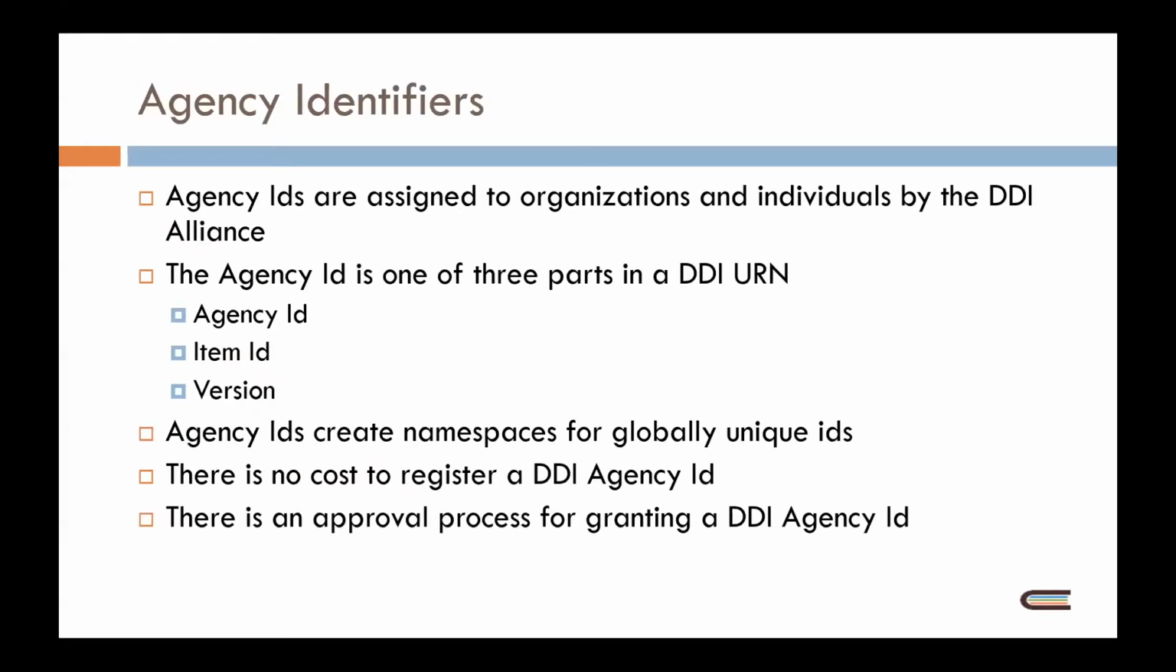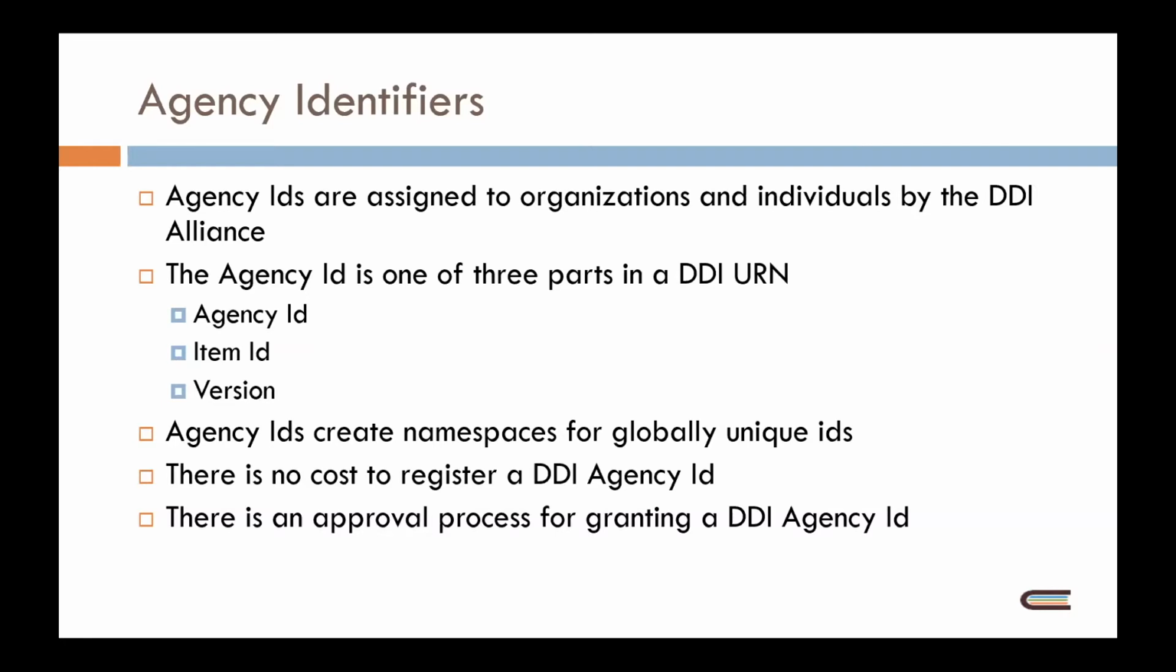Before we even talk about the DDI Agency Registry, the first thing to talk about is DDI Agency Identifiers. DDI Agency Identifiers are a unique string that's assigned to organizations and individuals by the DDI Alliance. These agency identifiers are used to create one part of the unique identifiers that are used for all DDI items. The other two parts besides the agency ID are an item ID, an identifier for a specific piece of DDI metadata within an organization, and a version number.